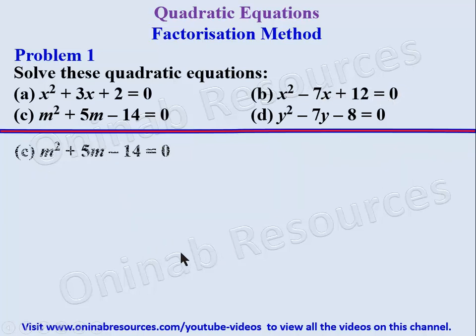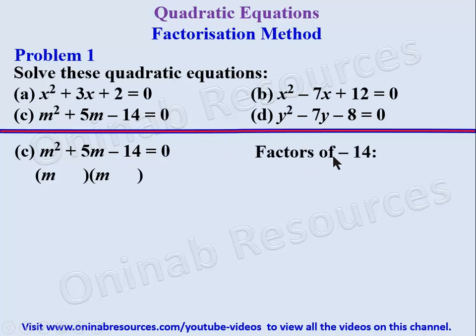So we go to problem C. For problem C, I have m squared plus 5m minus 14 is equal to 0. In the same vein, this m squared here has a coefficient of 1. So we just open the bracket with m. Then the constant term here is negative 14.